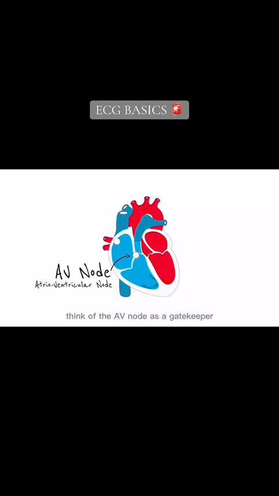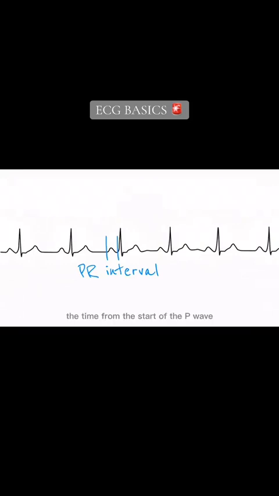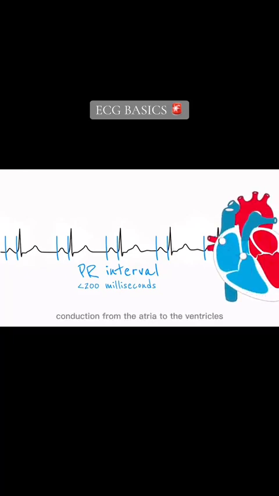After the electrical impulse travels through the atria, it reaches the atrioventricular node, or AV node. Think of the AV node as a gatekeeper. Instead of allowing the impulse to rush straight into the ventricles, the AV node slows it down, just for a fraction of a second. This delay is crucial. It allows the ventricles time to fill completely with blood before they contract. On the ECG, this delay is measured as the PR interval, the time from the start of the P wave to the beginning of the QRS complex. In normal sinus rhythm, the PR interval is constant, and it is less than 200 milliseconds. This consistency tells us that conduction from the atria to the ventricles is happening normally, beat after beat.